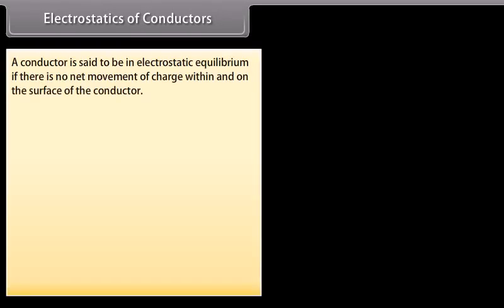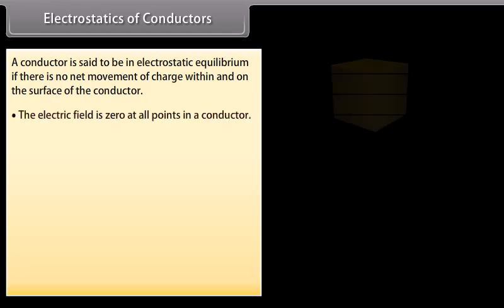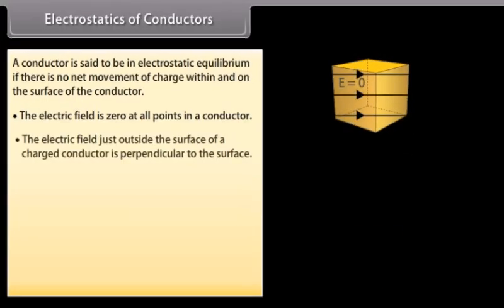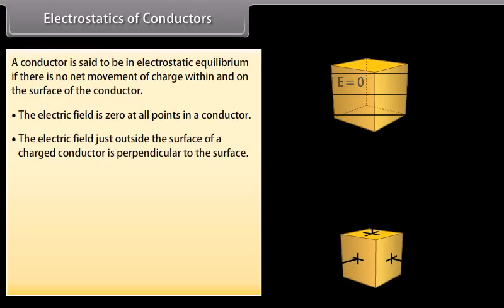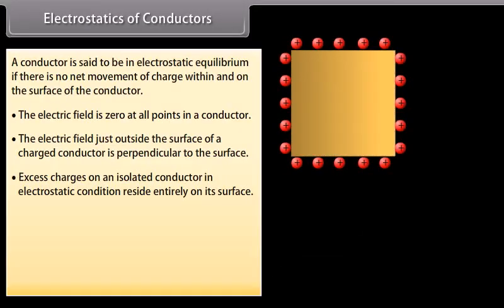A conductor is said to be in electrostatic equilibrium if there is no net movement of charge within and on the surface of the conductor. The electric field is zero at all points in a conductor. The electric field just outside the surface of a charged conductor is perpendicular to the surface. Excess charges on an isolated conductor in an electrostatic condition reside entirely on its surface.